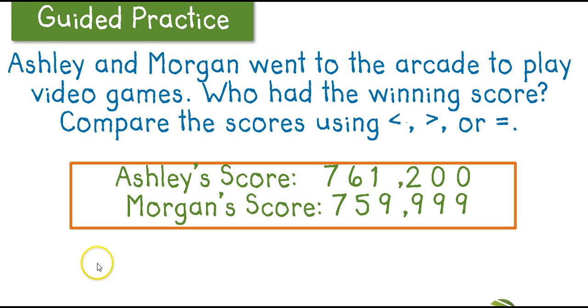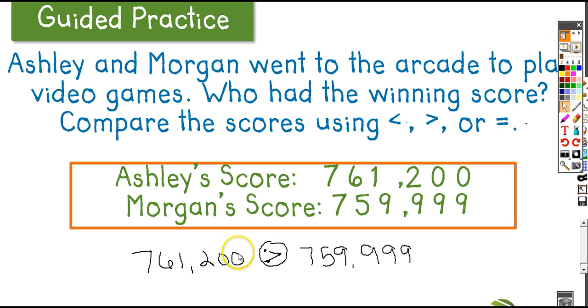And when you get ready to check your paper, you will check it to see if you have the correct answer. All right, when you check your paper, it should look like this. You should have 761,200 is greater than 759,999. If you will notice, the place where they were different was the 10,000 place. The 6 is greater, so he gets the 2 dots. The 5 is smaller, he gets the 1 dot. Connect the dots. Great job.